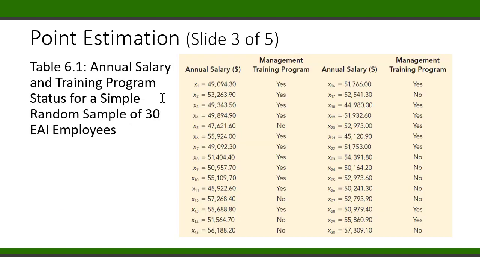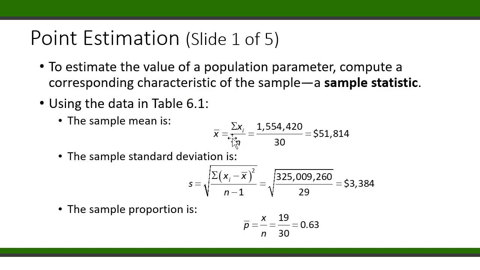So if we look at our data, we could sort our data by smallest random numbers, take the first 30 that we have, and that would be our sample. From there, we can see what the salary is and whether they had management training or not. Then we would go back to here and calculate what our sample mean is, sample standard deviation, and sample proportion.